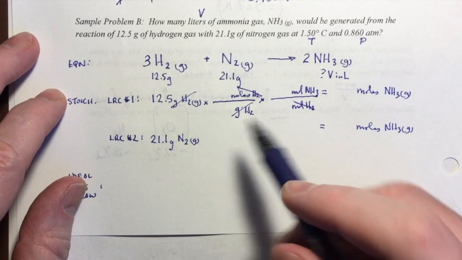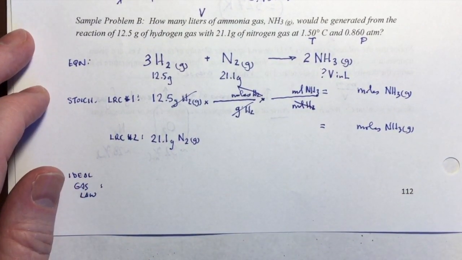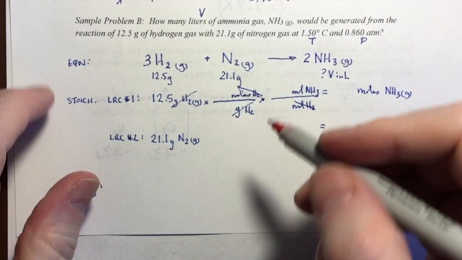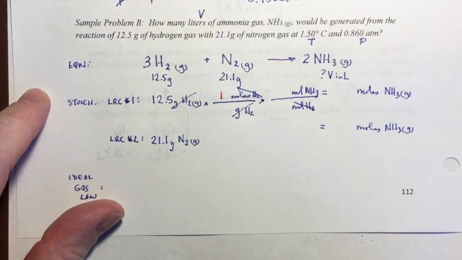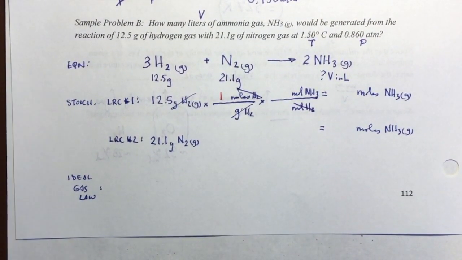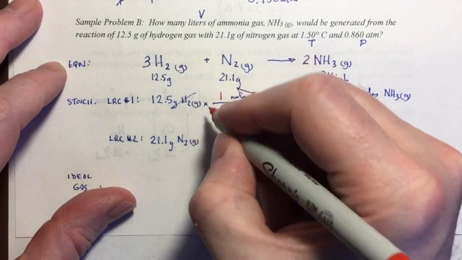And now I can plug in numbers. I'm going to use a little different color so it's a little bit easier to see. 1 mole of H2 is, on my calculator, 2 times 1.0079 equals 2.0158.